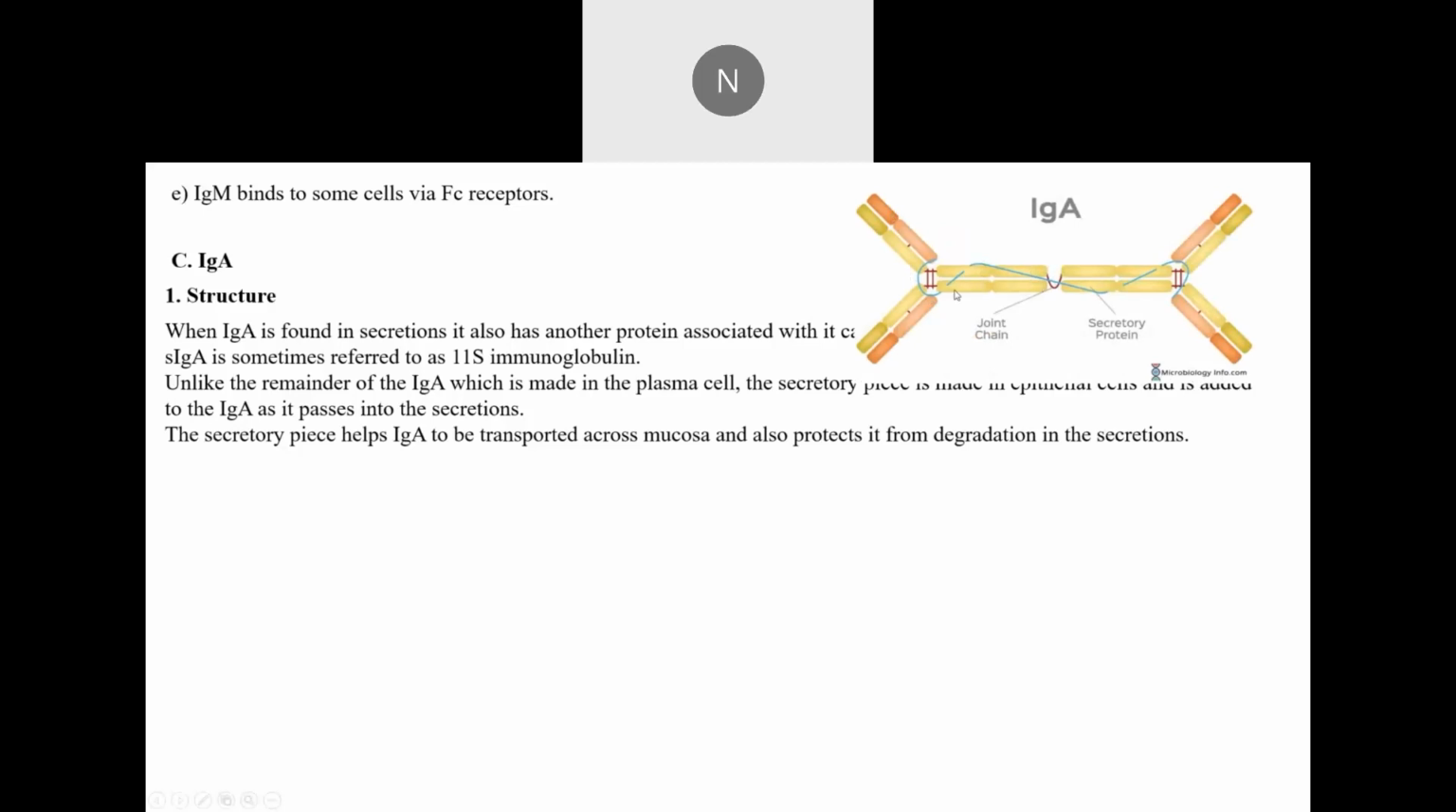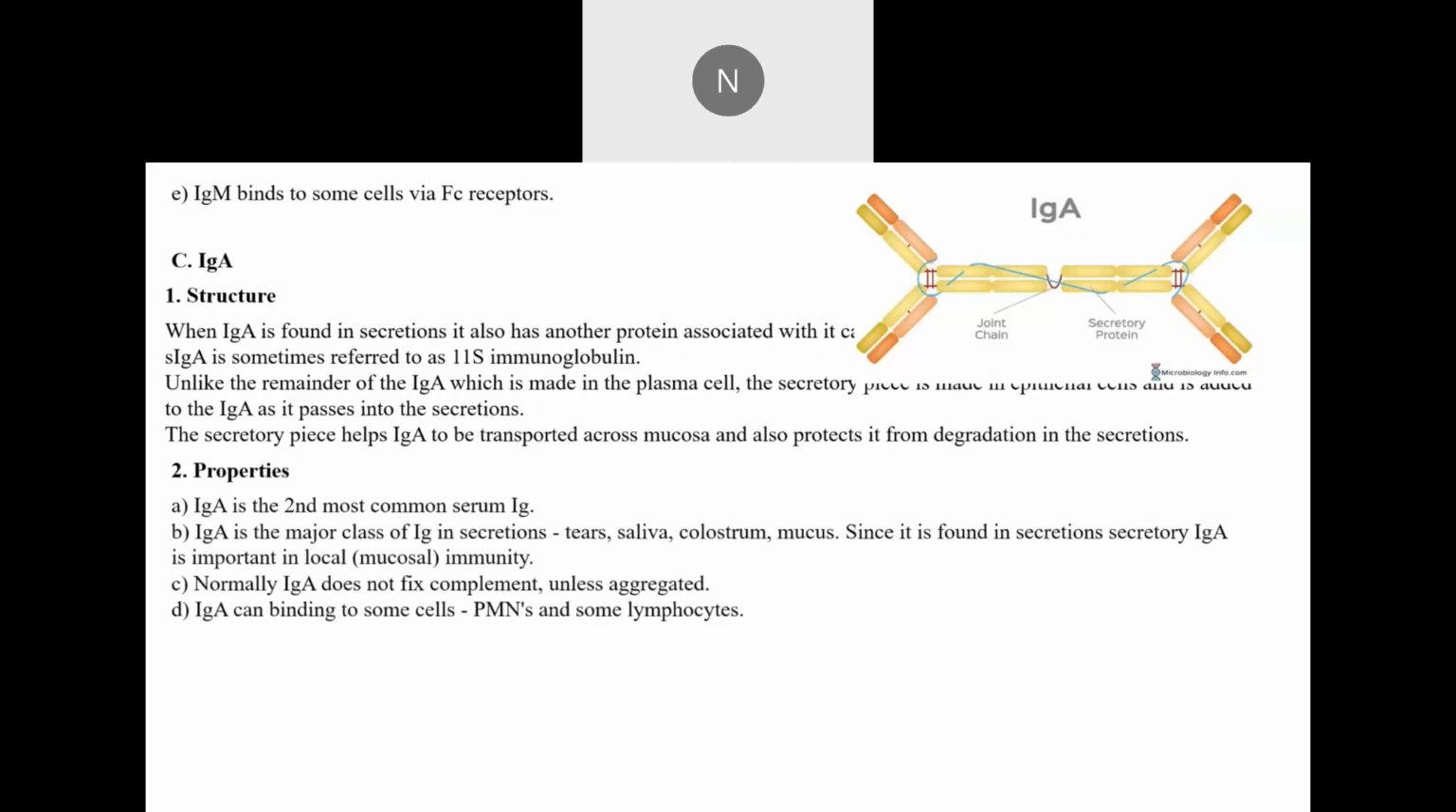So it's a dimeric form which is joined by something like a thread. So this is mostly in the secretions, and the second most common. So first common is IgG, second is IgA, and third is IgM. So you can remember GAM, and E and D come last. So GAMD will be a mnemonic to remember that.